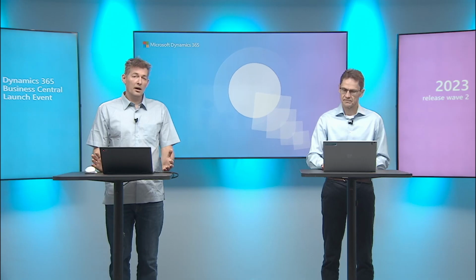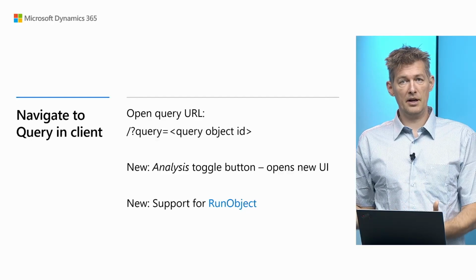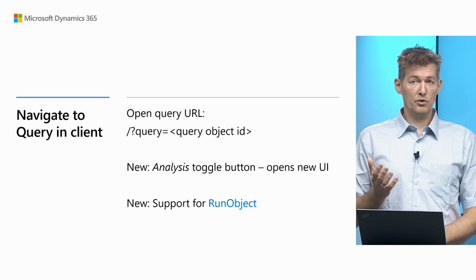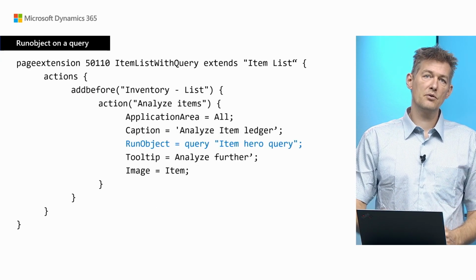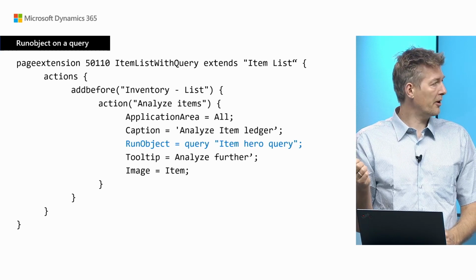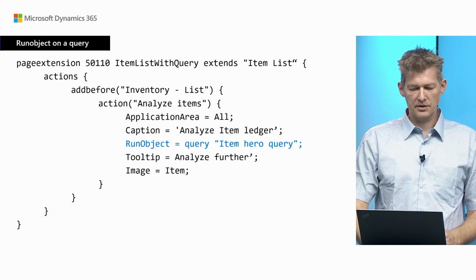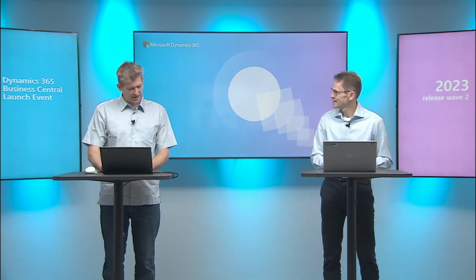Another thing that is important for the AL runtime is that queries now play a much more prominent role. So we added a new UI on queries. There's a full session on that, which allows you to do data analysis there. But we also made it possible to do run object on queries so that you can write code just like this. You can add actions that simply open a query, and then you can put that in the reporting section, for instance, on a page. So after 10 years, queries suddenly get their time in the limelight.